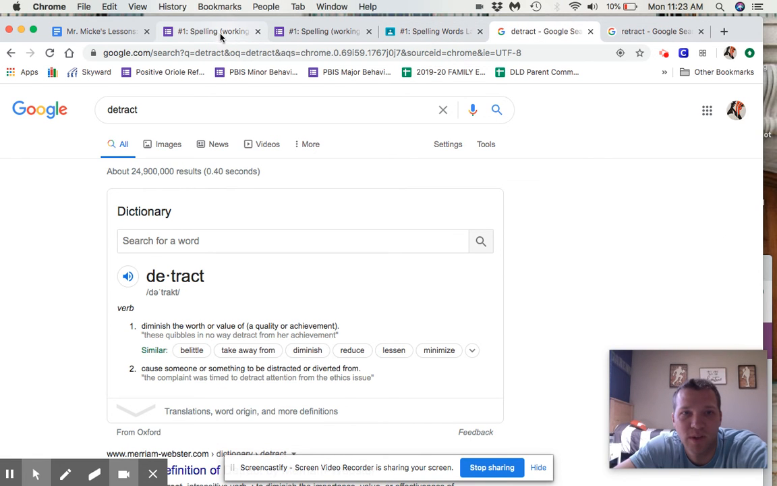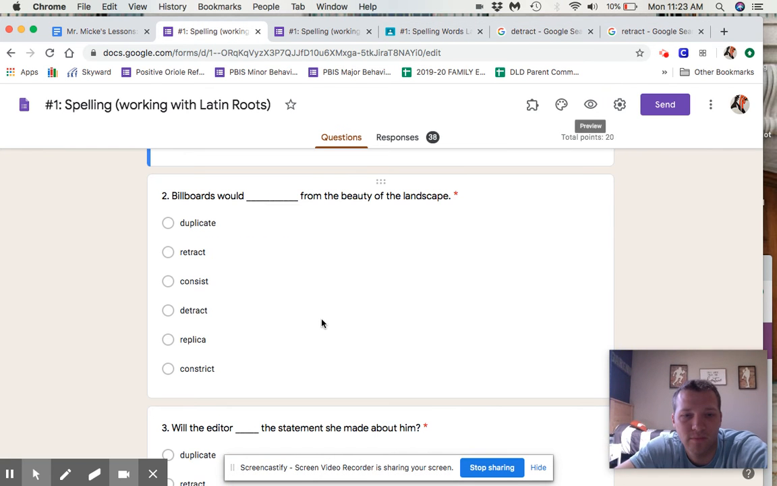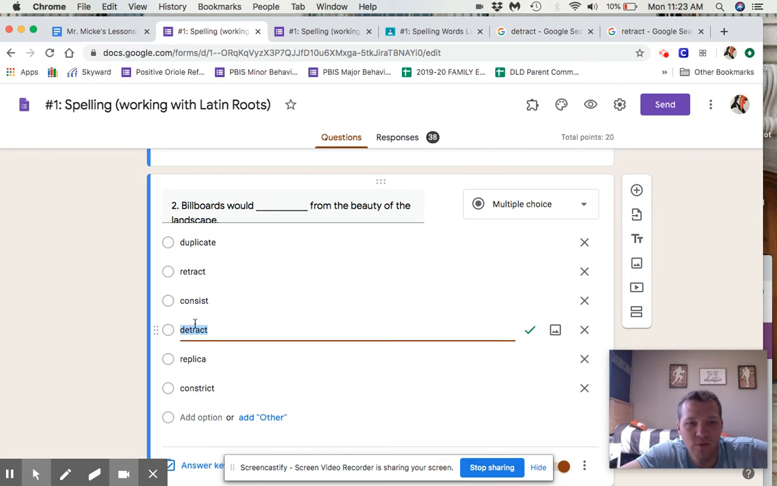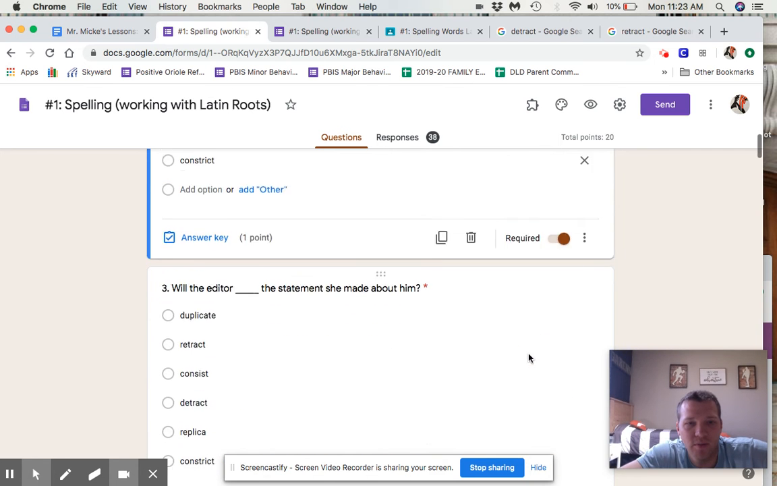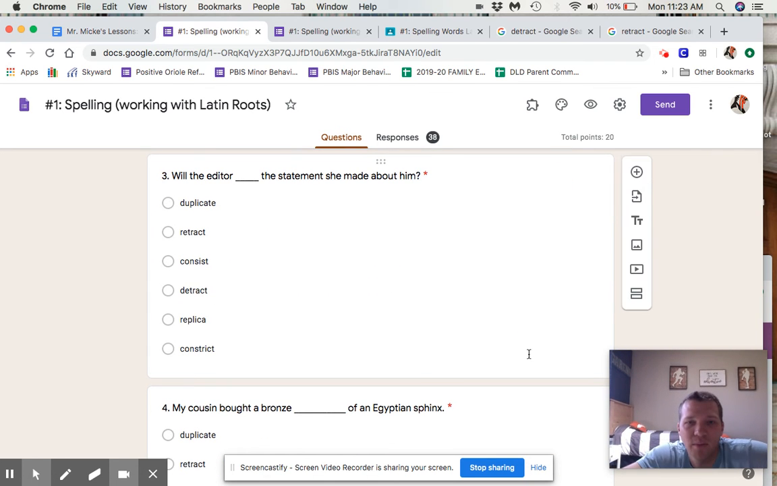So when you go to your spelling number 2, they would detract from the beauty of the landscape. Oops. Detract. Okay, let's go to number 3. Will the editor blank the statement she just made about him? Ooh, so now I think that's a good tract word. We just used detract, so maybe now we can use retract. If you retract a statement, that means that when you said something, you take it back. So number 3, we could go retract.